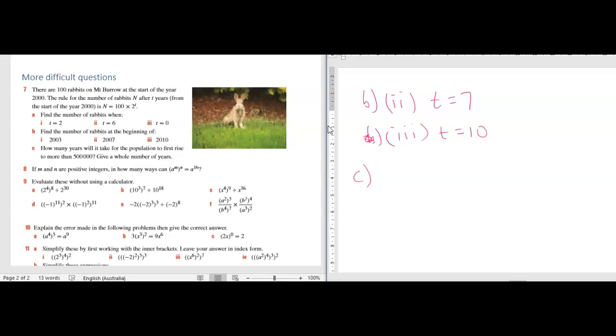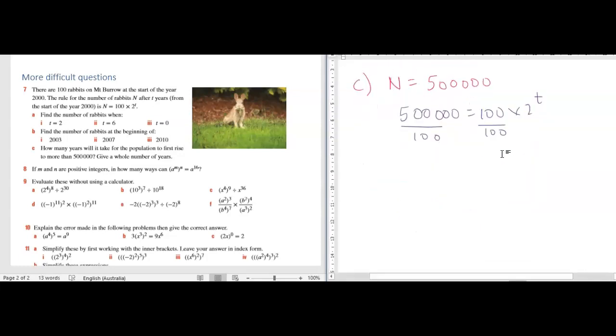Okay, how many years will it take for the population to first rise to more than 500,000? So we want n to equal 500,000. This is a little bit harder. Instead of substituting for t now, we substitute in for n. So we're going to have 500,000 is equal to 100 times 2 to the power of t. Now we just need to get rid of that 100 first, so we want to get t by itself.